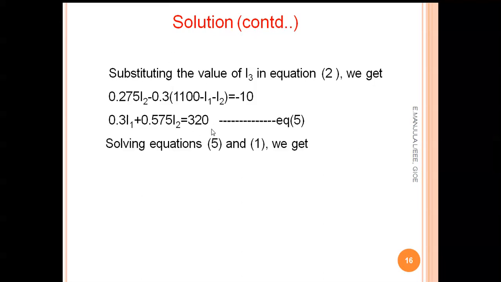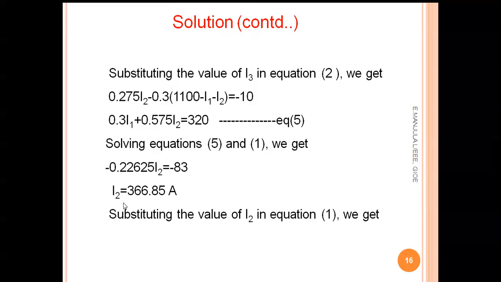Okay, then solving equation 5 and equation 1, you will get 0 minus 0.22625 I2 is equal to minus 83. Then I2 is equal to 366.85. So now we got the I2 current. Now you can directly substitute this I2 in any one of the equations, like here in equation 5 you can substitute.